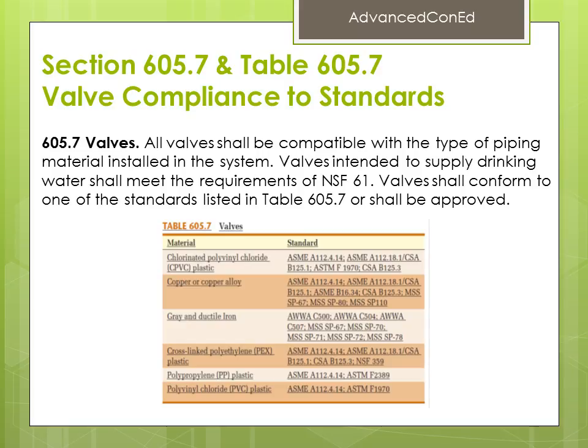Section 605.7 and Table 605.7. Valve compliance to standards. 605.7. Valves. All valves shall be compatible with the type of piping material installed in the system. Valves intended to supply drinking water shall meet the requirements of NSF 61. Valves shall conform to one of the standards listed in Table 605.7 or shall be approved.